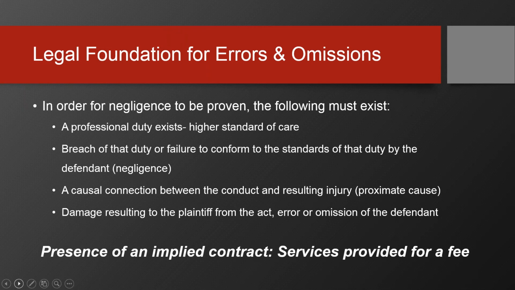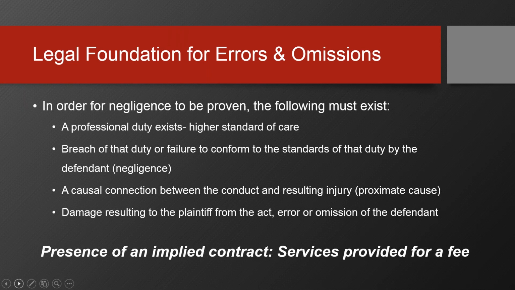Second, there's a breach of that duty, or failure to conform to the standards of that duty. Third, there's a causal connection between the conduct and the resulting injury. That's called proximate cause. Just because you're an insurance agent and you know a lot about insurance doesn't mean you could be sued for anything that happens related to insurance. There has to be reliance on the advice you give before a claim could be brought. And then damage has to result to the plaintiff from that act, error, or omission of the defendant. So there has to be a causal connection between the advice given and the damages. Fourth, the presence of an implied contract and services provided.